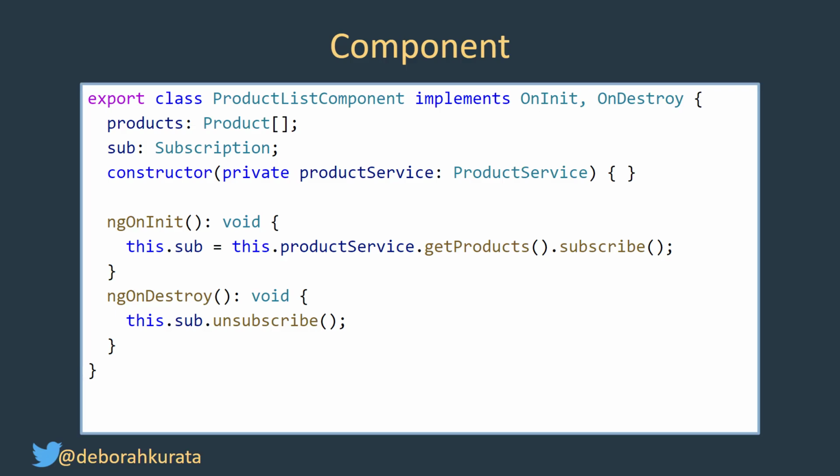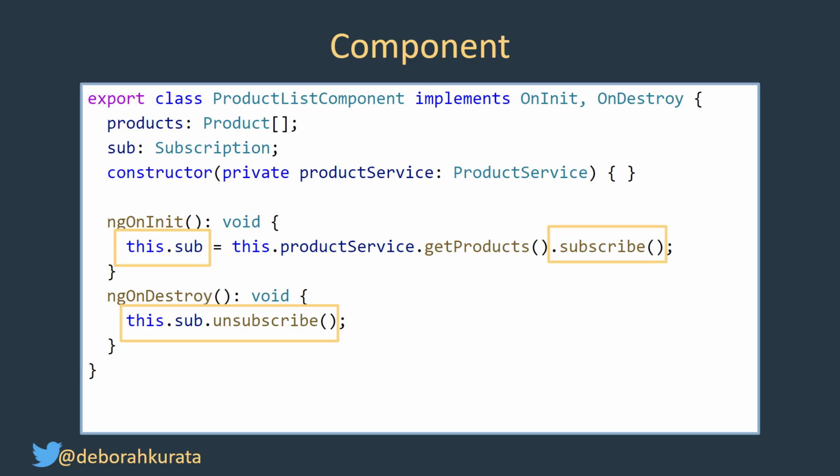So here is our component in a more complete sense. We've got the OnInit, OnDestroy. Our ngOnInit is calling our subscribe. So there's our subscribe. It's putting it into a variable so that we can then, on the destroy, unsubscribe. And that ensures that we don't have any memory leaks.